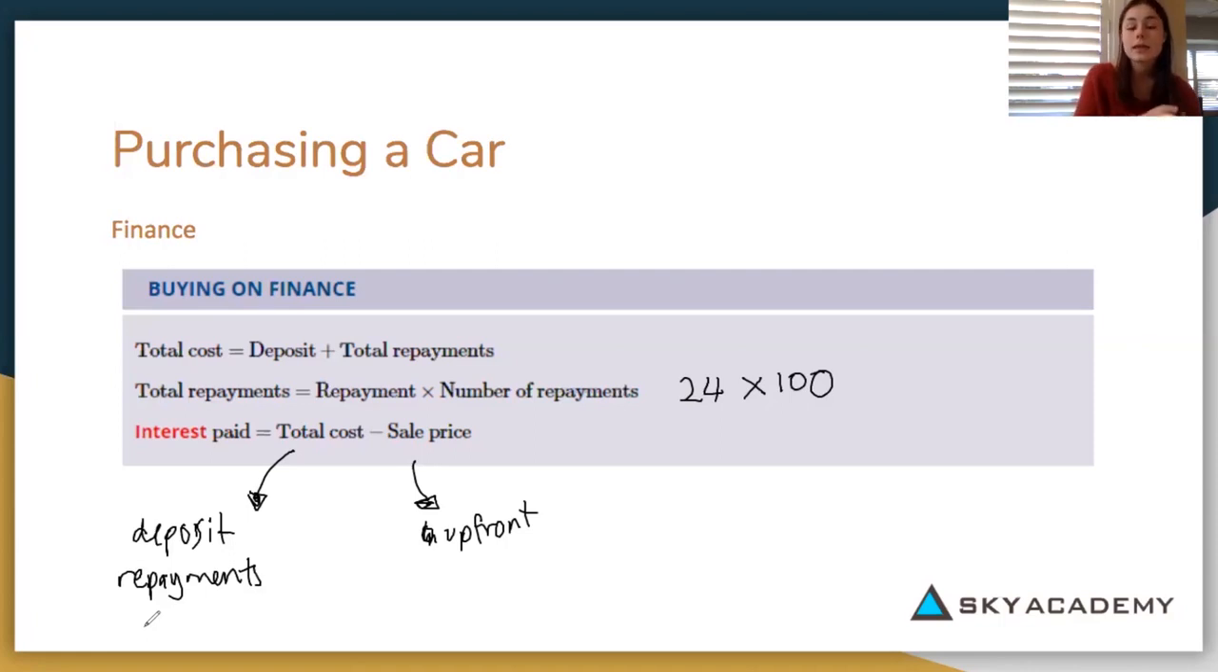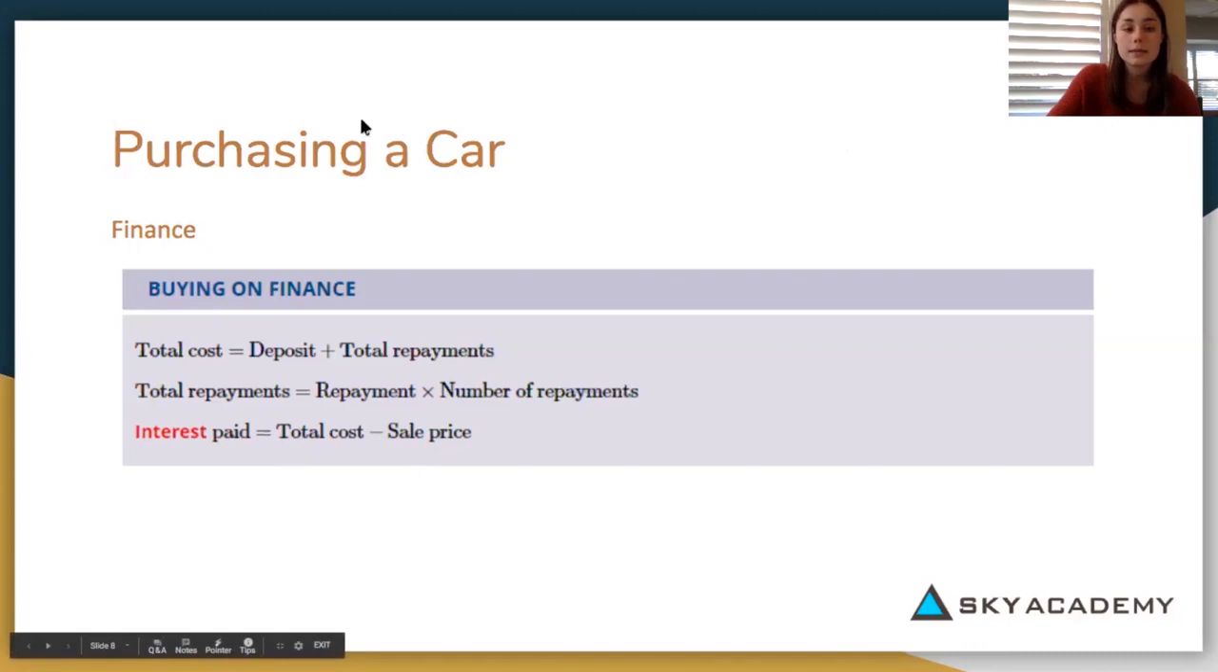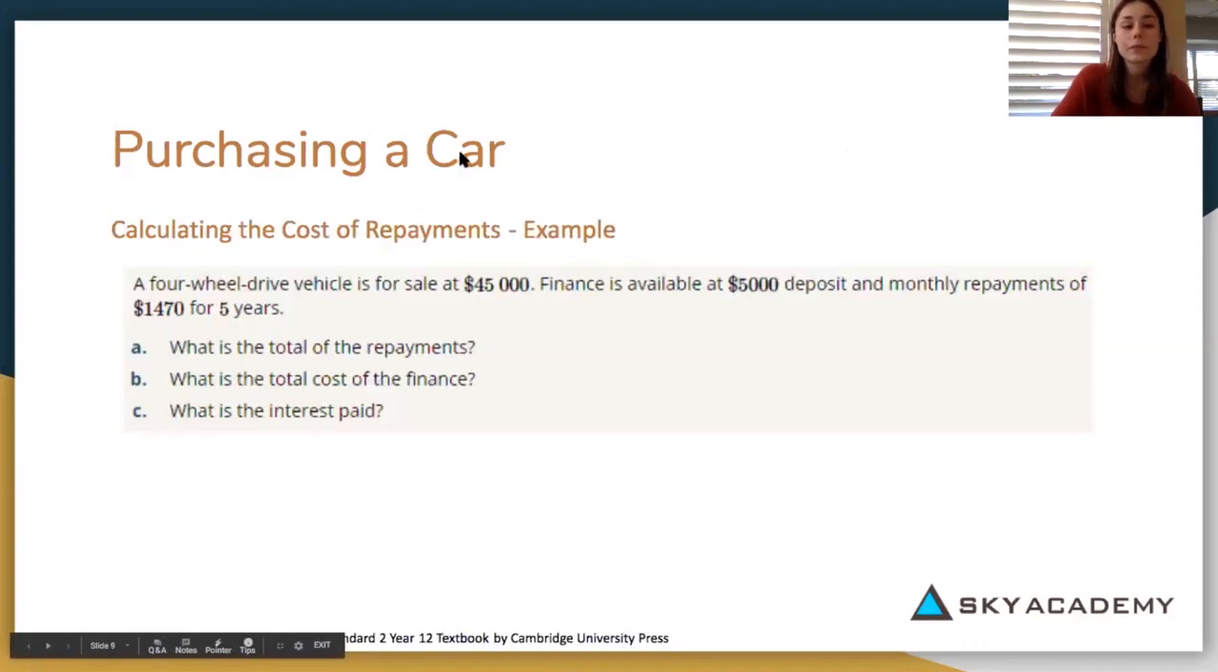So let's have a look at doing an example. A 4-wheel drive vehicle is for sale at $45,000. So that's the sale price. Finance is available at $5,000 deposit and monthly repayments of $1,470 for 5 years. So what is the total of the repayments?